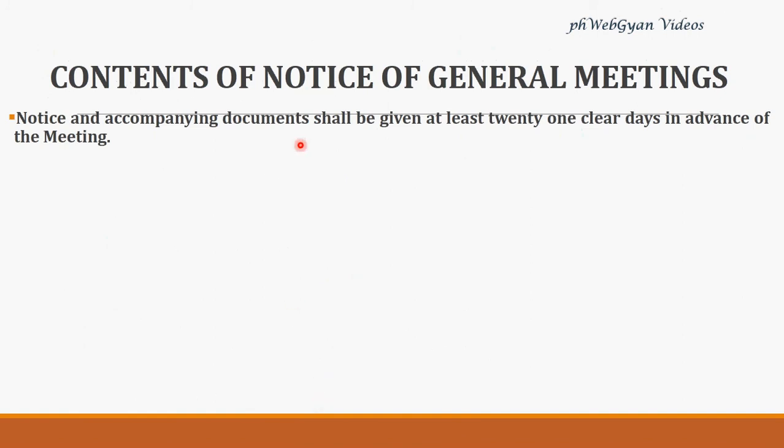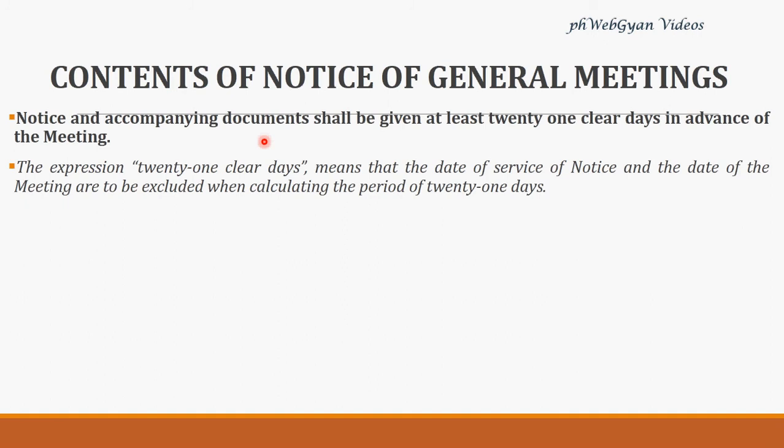Notice and accompanying documents have to be given at least 21 clear days before the meeting. We have been reading this since the beginning of our company law. I'll be discussing what the accompanying documents are in the next slides. Secondly, 21 clear days simply means that the date of serving of the notice and the date of the meeting have to be excluded. That is why clear days is mentioned here.